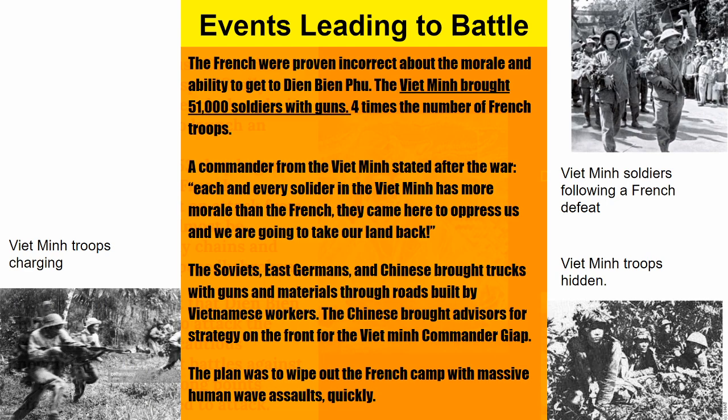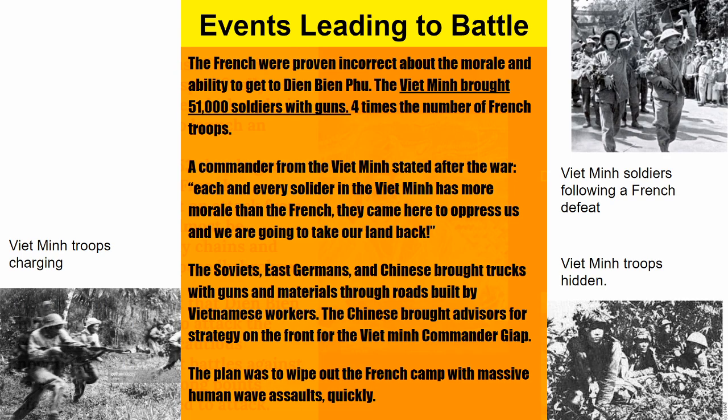Events leading to the battle. So, the Viet Minh brought 50,000 soldiers with guns, 4 times the number of French troops there. We're gonna speed through this stuff. This stuff's probably easy to read on your own. The Soviets, East Germans, and Chinese brought trucks with guns and material through roads built by Vietnamese workers. The Chinese advisors were there to help out. It was for strategy reasons, sort of like giving advice. Here's how many soldiers you bring, guns, crates, vehicles. So they had help from all these nations to transfer things.